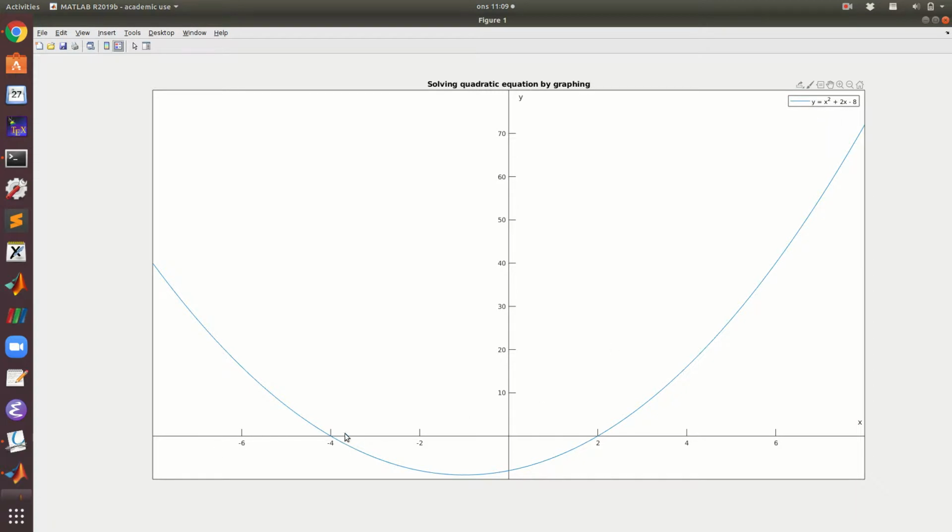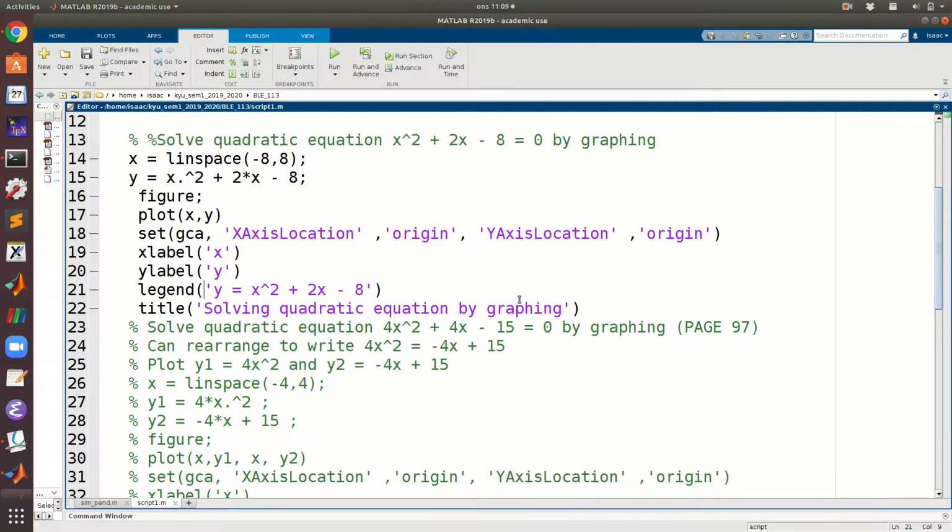We just look for the point of intersection with the x-axis and clearly see that the points of intersection are at x equals -4 and x equals 2. Okay, alright, so let us try and run the next one here.